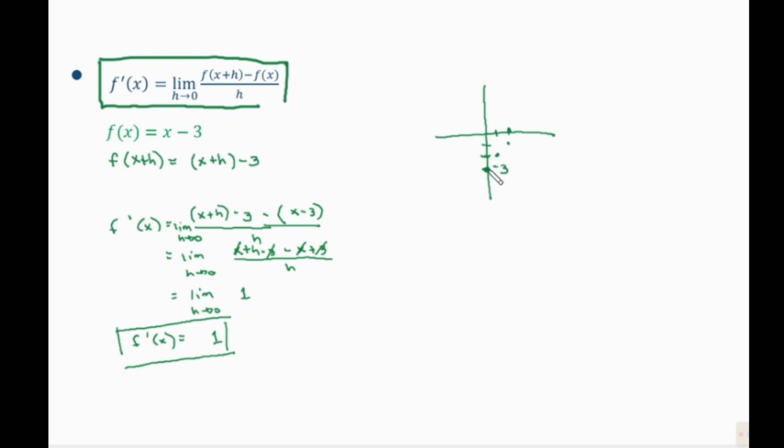So at 0, it is negative 3, the y-intercept. At 1, it is negative 2. At 2, it is negative 1. And at 3, it is 0.